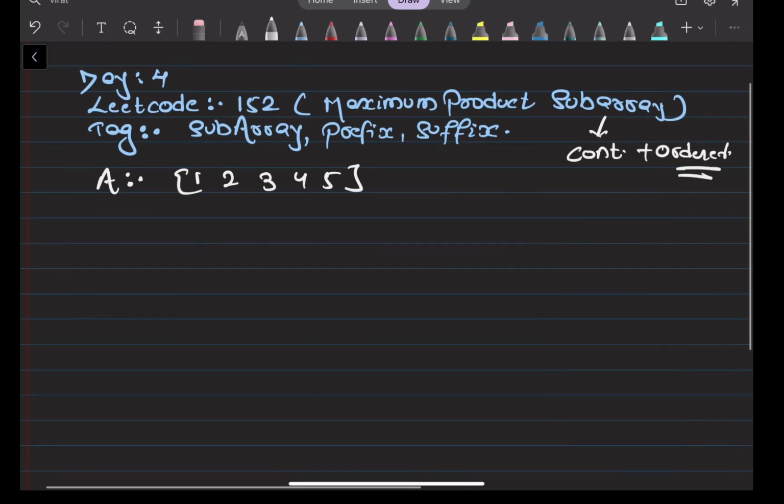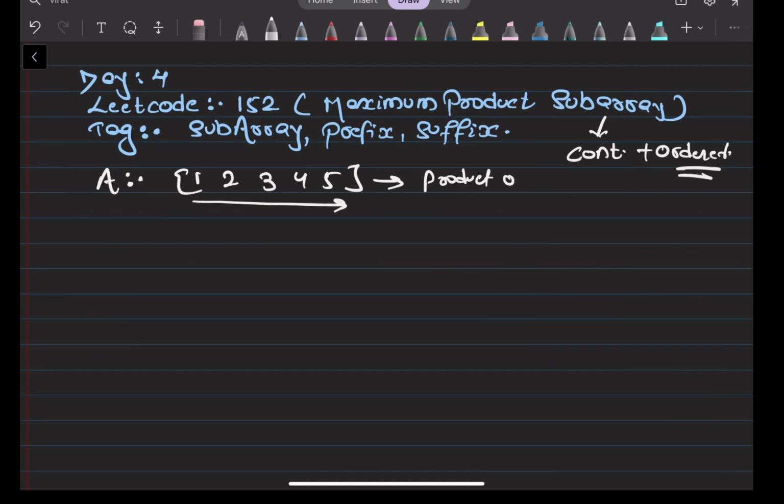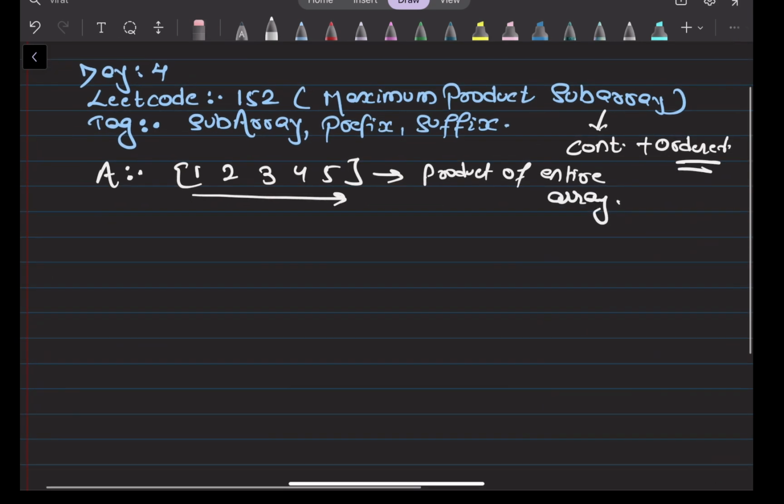So let's move forward. Here, if you see that all numbers are positive, its maximum product will be the product of the entire array. Now we also know that there may be some negative numbers also. So if I talk about 1, -2, 3, 4, 5 like this.